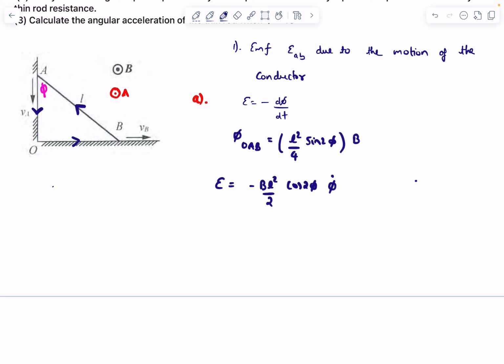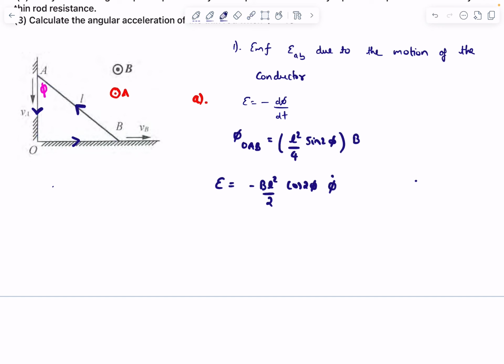Okay, so there is a cos 2 phi. So basically when phi reaches the value of 45 degrees, the cos 2 phi will become 0, or we can say that the induced EMF is 0. Okay, and if phi is greater than 45 degrees, cos 2 phi will be negative, or the induced EMF is negative, and the induced EMF will be positive when phi is less than 45 degrees. Okay, so this is basically the pattern that we are seeing.